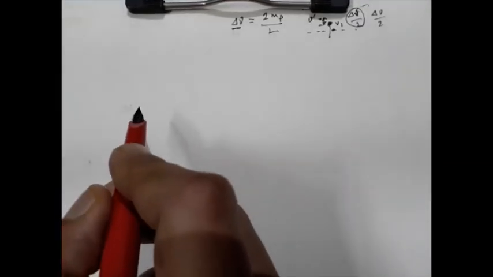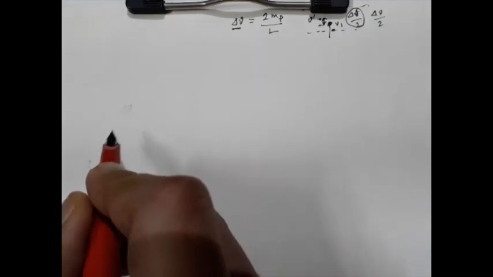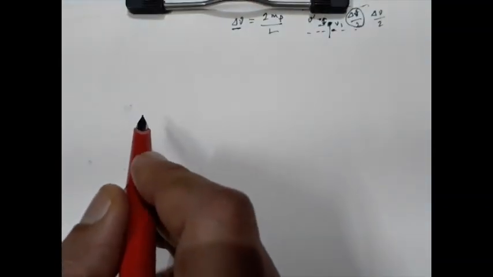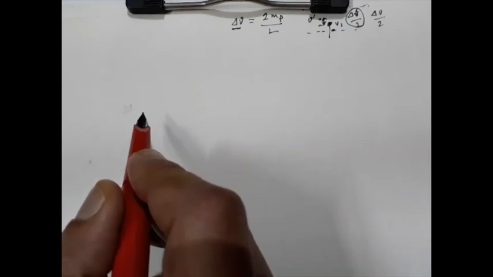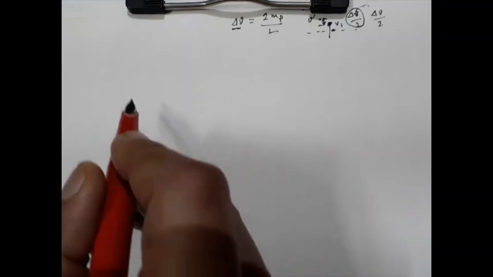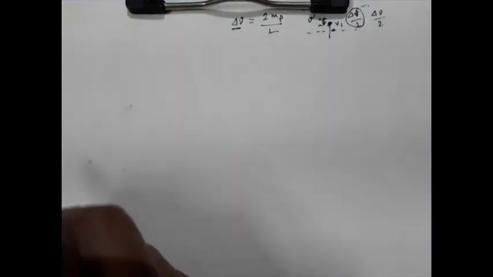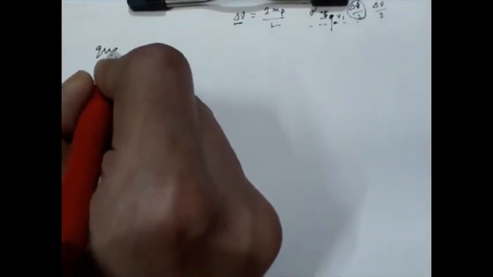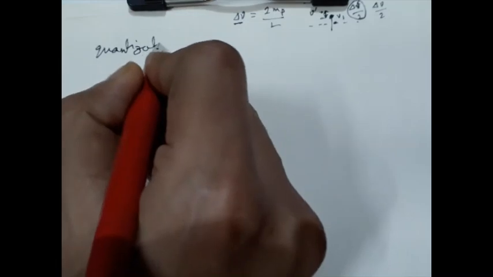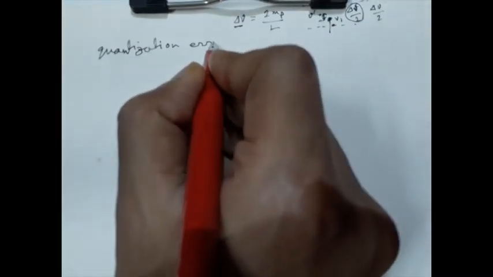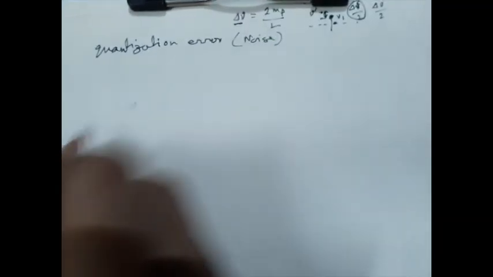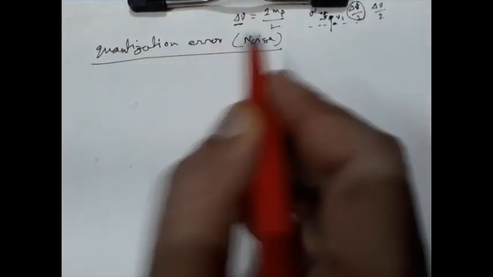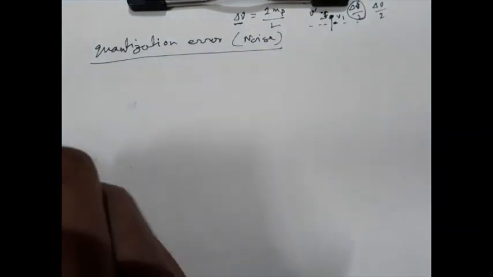Now when we have to recover, ultimately we have to recover the original message signal, and during this recovery process we may have two types of errors. One is the quantization error, another is the pulse detection error, but here we will consider only the quantization error and corresponding noise. So we must have some idea about the quantization error and corresponding noise.